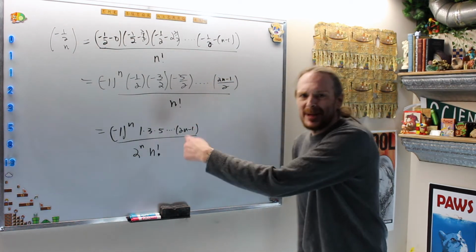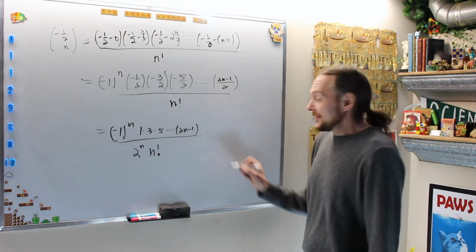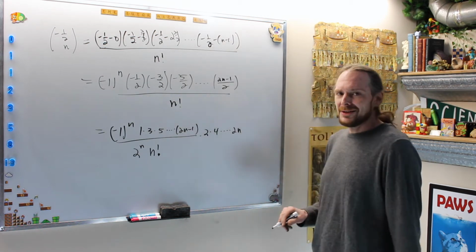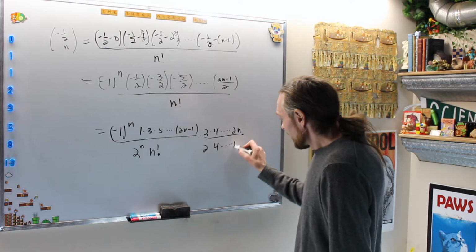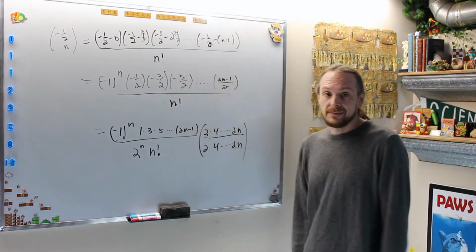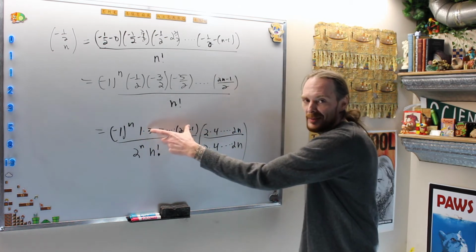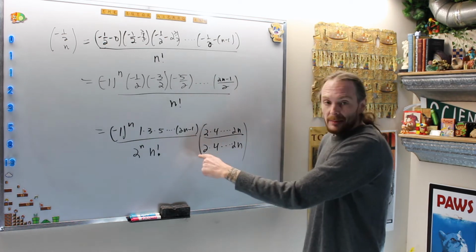Physicists and the book stop here. Not this wizard. This wizard's going to do this. Wizard moves: 2 times 4 times 2n. You're like, you can't do that. I know I can. I'm going to multiply by 1. What did that do? First of all, I was missing all the even numbers. Well, here, I want them. I put all the even numbers on the top, and I do it on the bottom too.